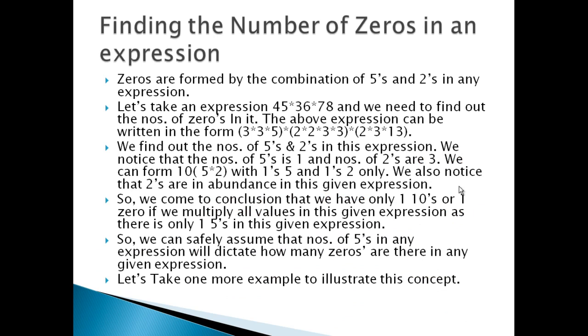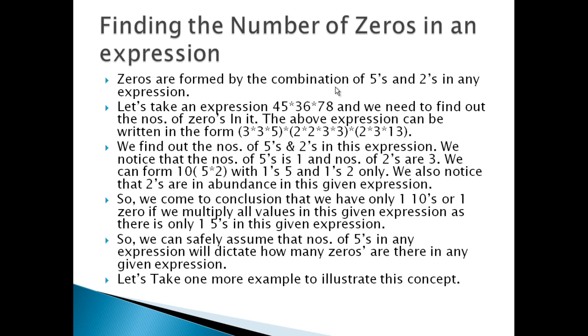So let's look at the number system, how to find out the number of zeros in any expression. We know that zeros are formed by the combination of 5s and 2s in any expression, right? So let's say you need to find out how many zeros are there in 4 times 10.